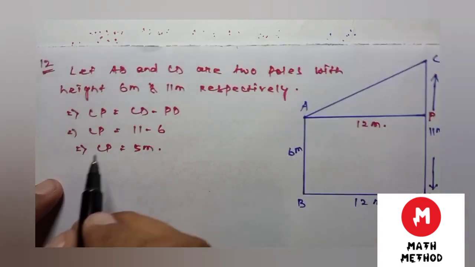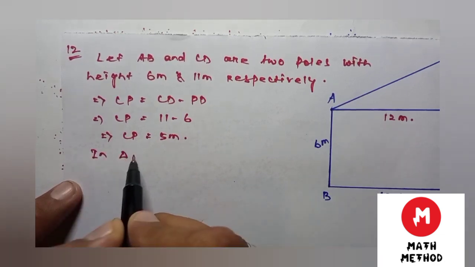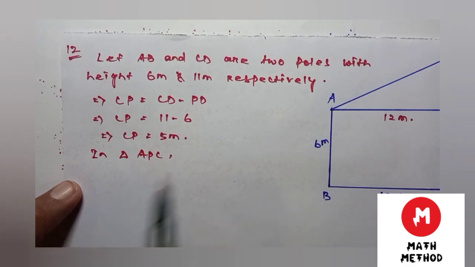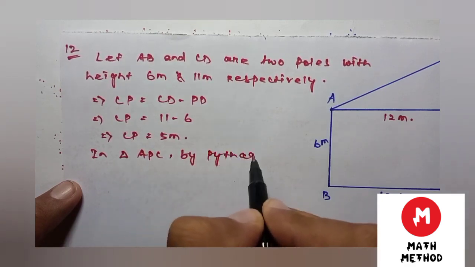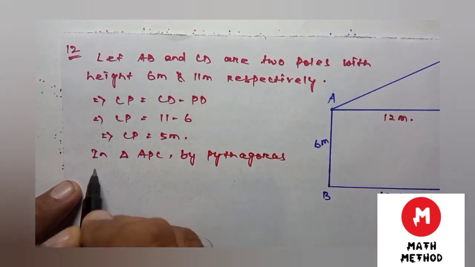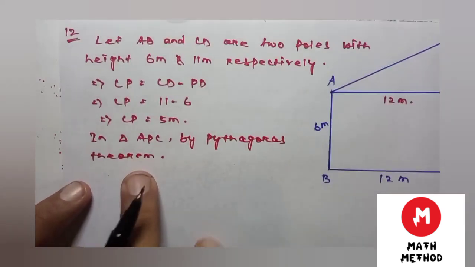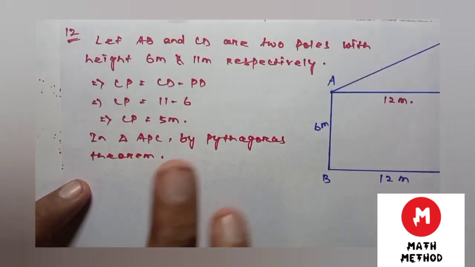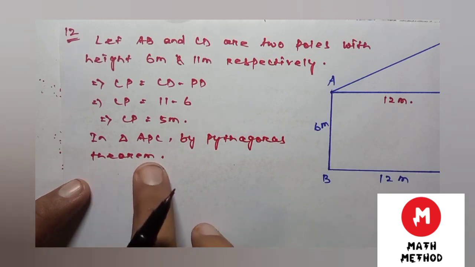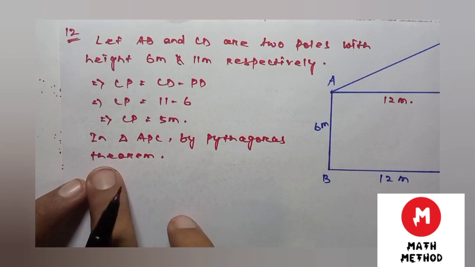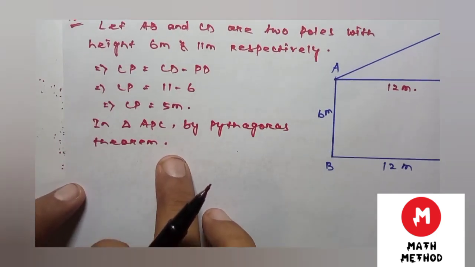Clear? Now in triangle APC, by Pythagoras theorem. I am writing the spelling of theorem, I always write it wrongly, that is THEOREM. I always write this as theorem RM. So this is my mistake I make every time.